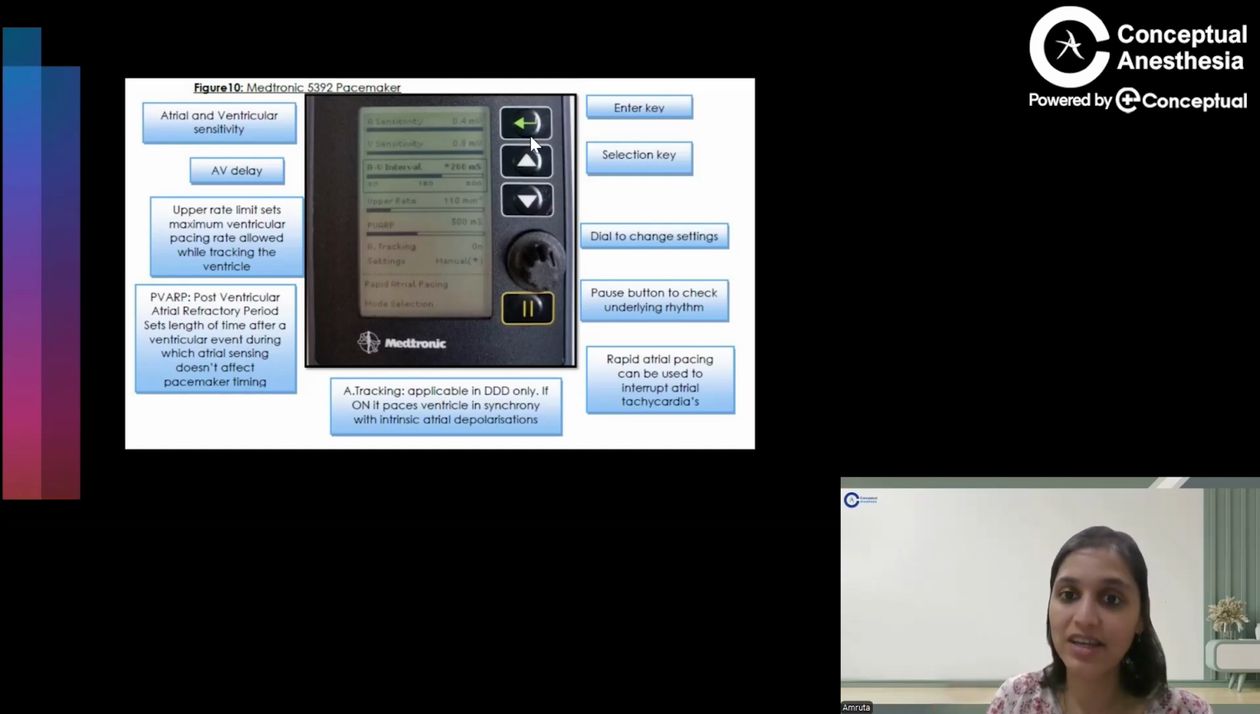This is your enter key. This is your selection key. This is the dial when you need to change the settings. There is an option for rapid atrial pacing here. There is a pause button, which you need to press when you need to see if the patient's intrinsic rhythm has picked up. And there is something known as tracking, which is applicable to DDD pacing. So lots of terms here which we will discuss.